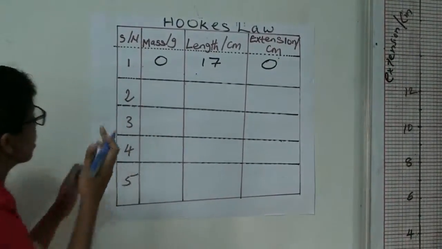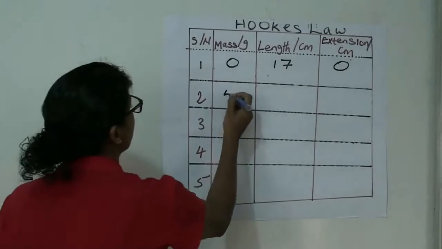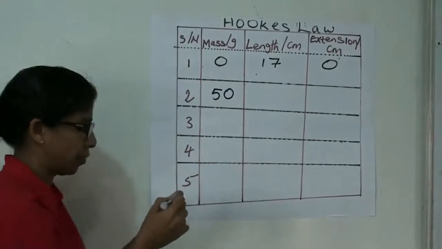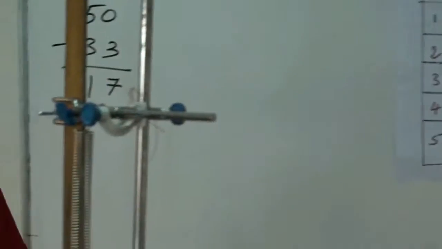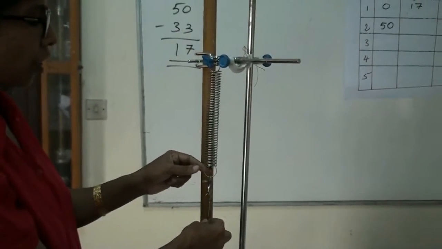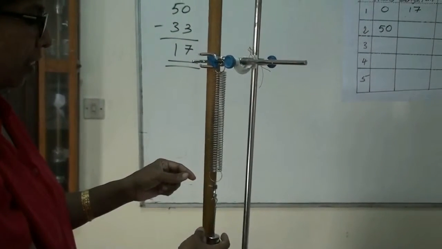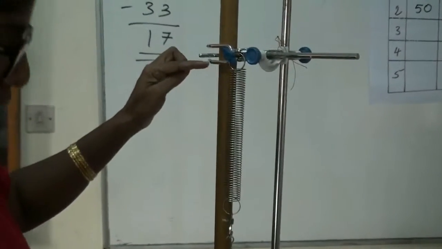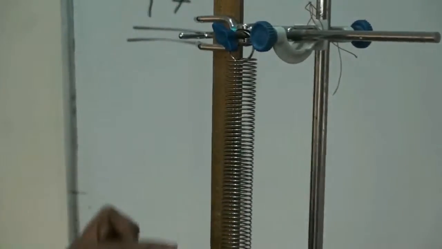The second experiment is we are going to add mass, and let me add a 50 gram mass to the spring. When you add it to the spring, let us see if the spring is extending. Yes, it is extending. The starting point is 50. Look at the ending point. The ending point is 31. So 50 minus 31 is 19.